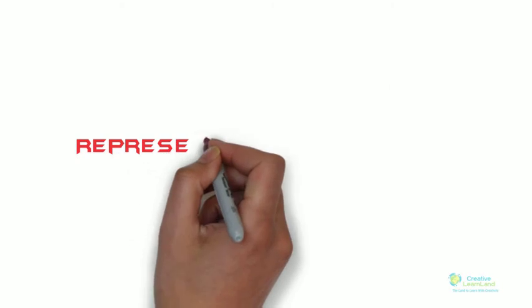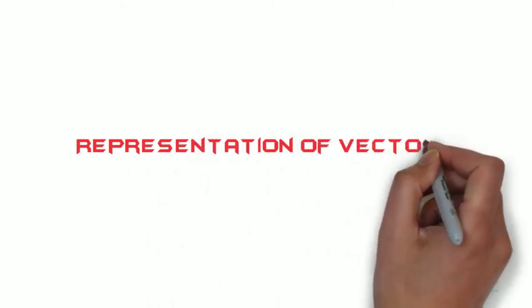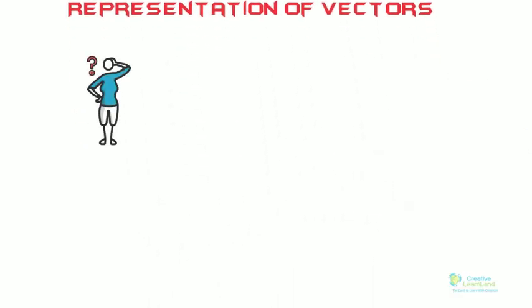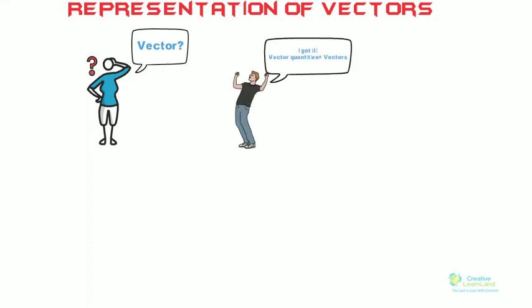Now let's dive into the representation of vectors. Don't get confused with the word vector here. Vector quantities in their simplified form are called vectors. You got it? Cool. There are, however, three major types of representation of vectors.